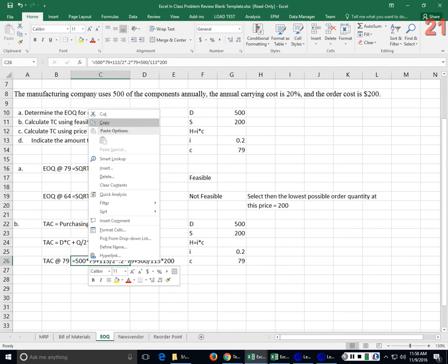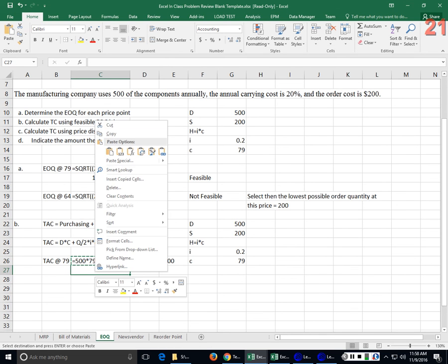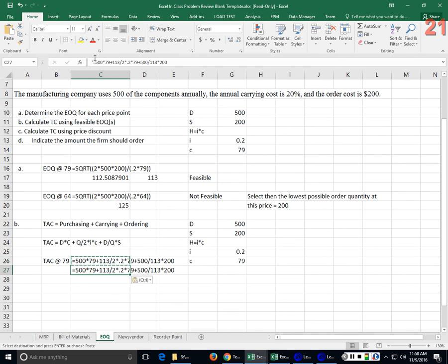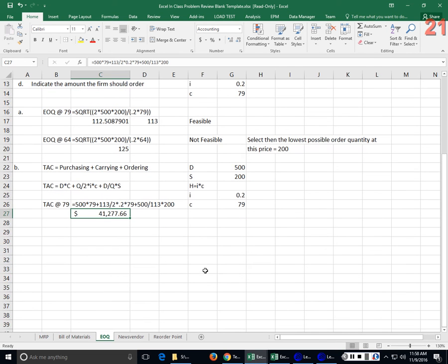Okay, and if life is good, if I copy and paste that and remove that apostrophe, it should calculate for us. And that tells me it's 41,277.66. Okay? So that's my total annual cost if I purchase at $79 and in a quantity of 113. Okay? So I probably should put over here that my Q is equal to 113.